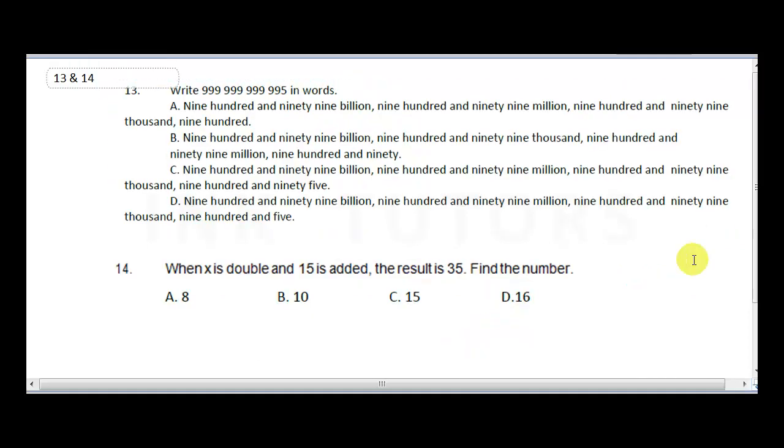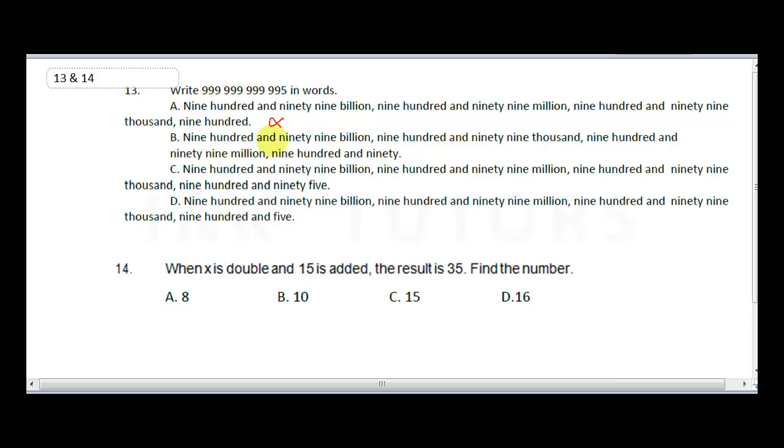Now, question 13 says, write this number in words. Now, since we have 12 digits, it means it's in billions. So this is 999,999,999,995. So let's check our A option. So A says 999,999,999,900. So A is wrong.